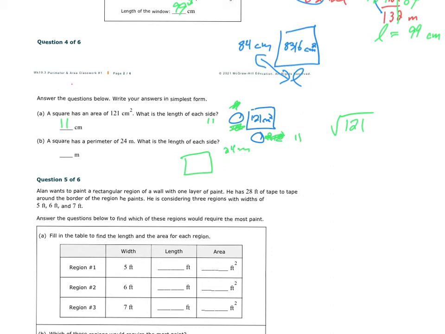Okay, a square has a perimeter of 24 meters. All right, so each side isn't 24. How many sides? 4. So each side is 24 divided by 4.